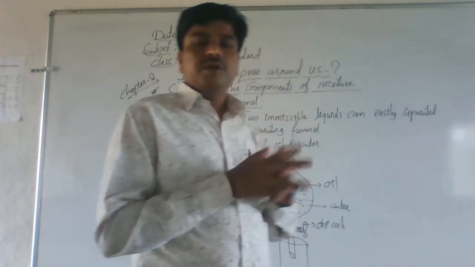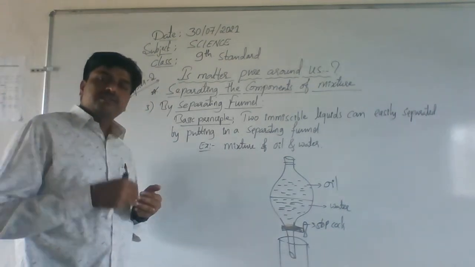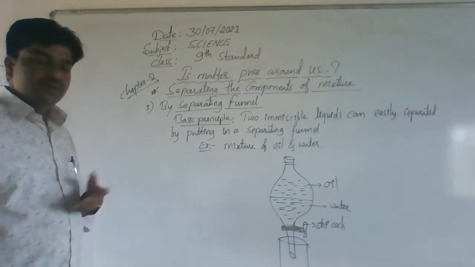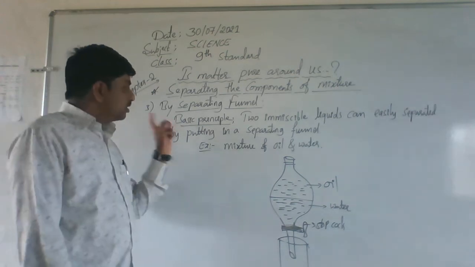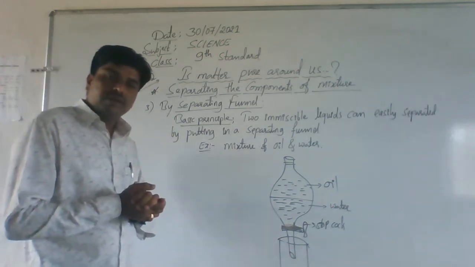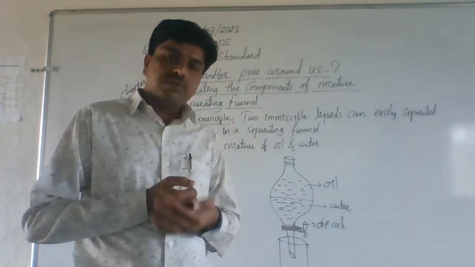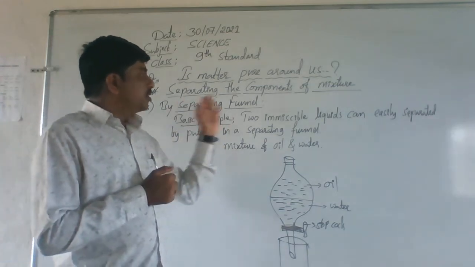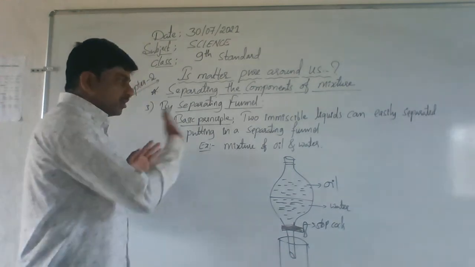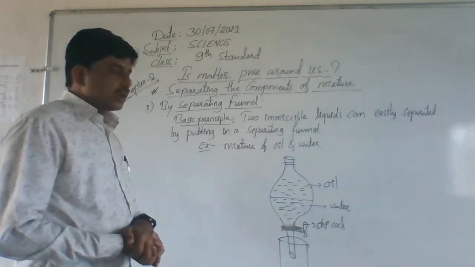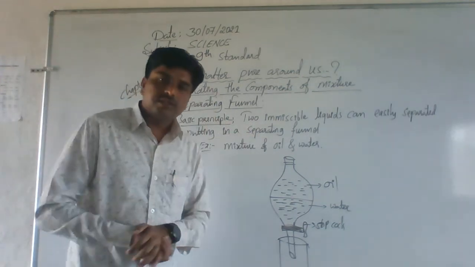Understand? So it is a very simple method, students. In this class we learned three methods of separating components of a mixture. One is the evaporation method, second is the centrifugation method, third is the separating funnel method. Okay, in the next classes we will discuss some more methods for separating the components of a mixture. I hope you clearly understood these three methods. We will meet you in the next class with the next separating method.